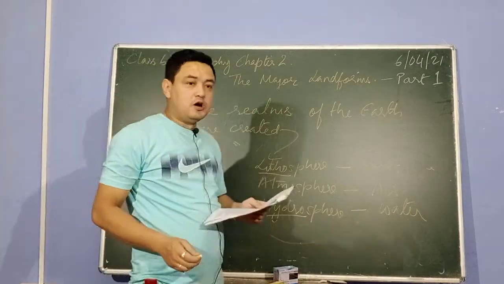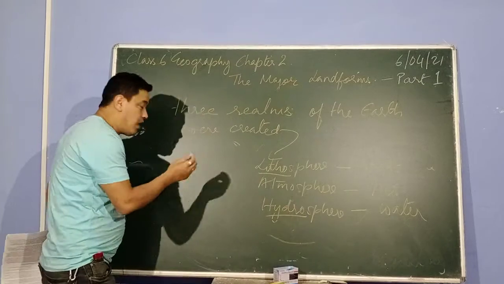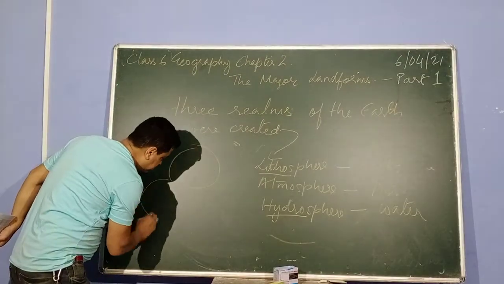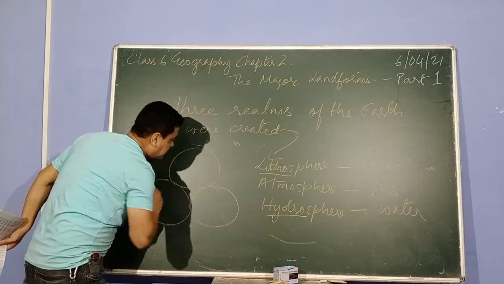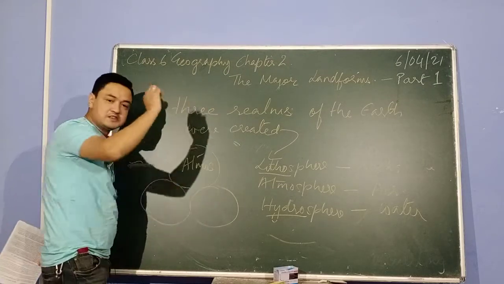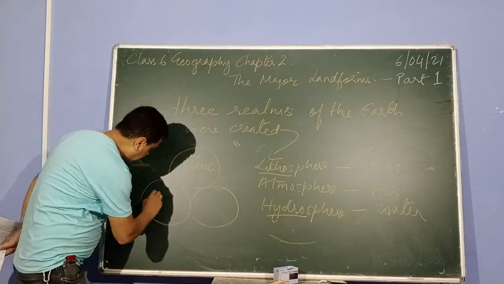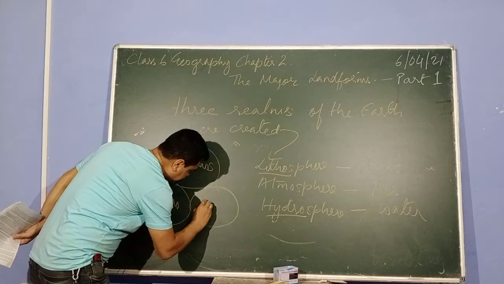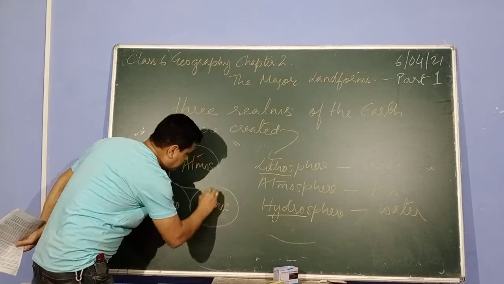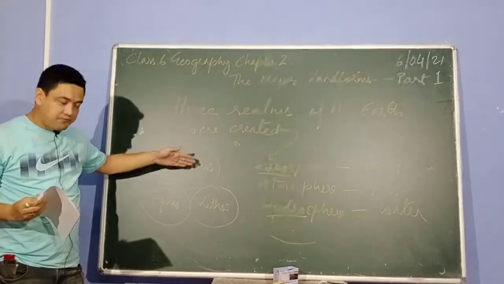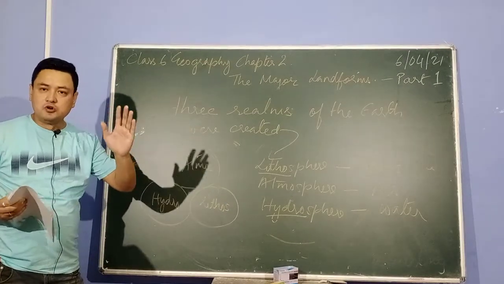So, the zone. Our earth is made of atmosphere, hydrosphere and lithosphere. Atmosphere means air. Hydrosphere and lithosphere. Now look at the board nicely. Our earth is made of atmosphere, hydrosphere and lithosphere.